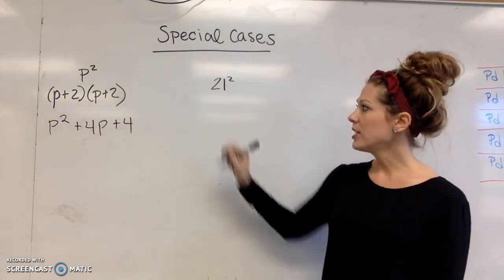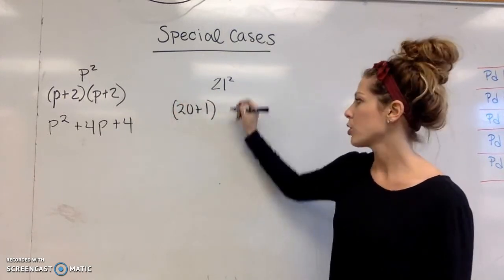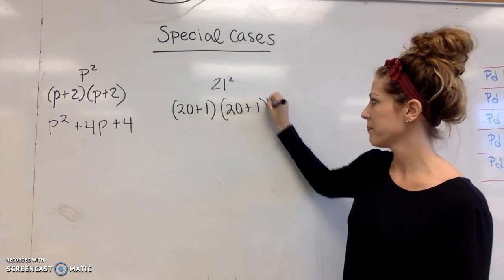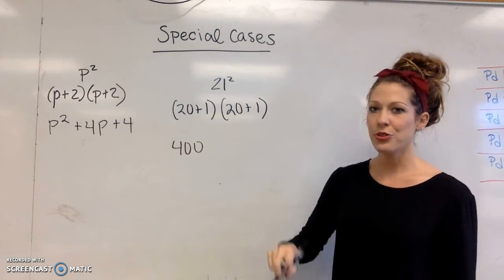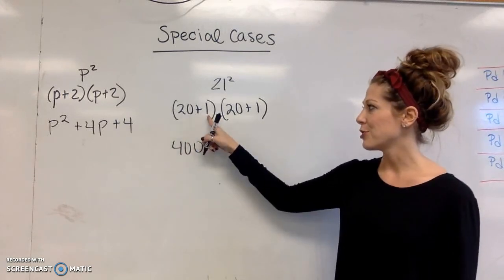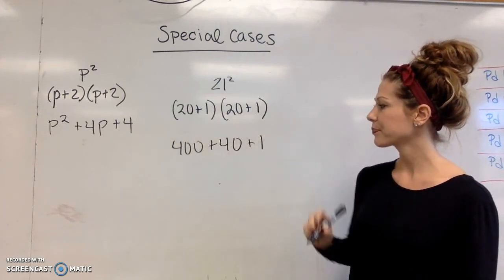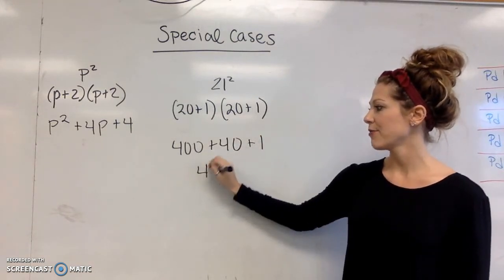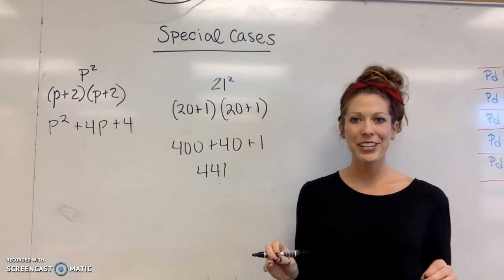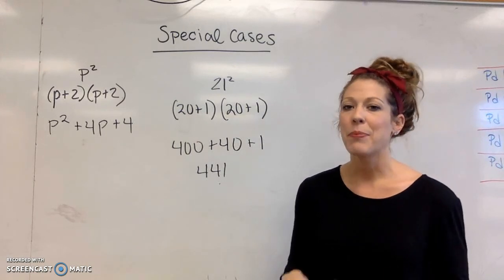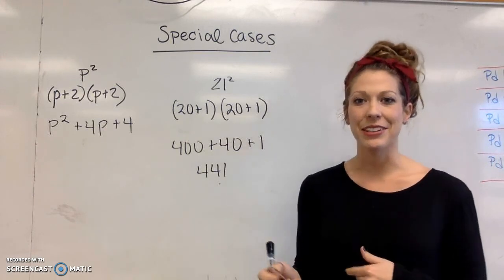So if I had 21 squared, that would be like saying 20 plus 1 squared, or 20 plus 1 times 20 plus 1. So we can square the front to get 400. 2 times back times front. So 2 times 1 times 20 is 40. And then back squared. And then we add them all together to get 441, and that is 21 squared. Again, am I requiring you to do it that way? Absolutely not. But I know some of you like application and you like mental math, and so there is a little bit for you.